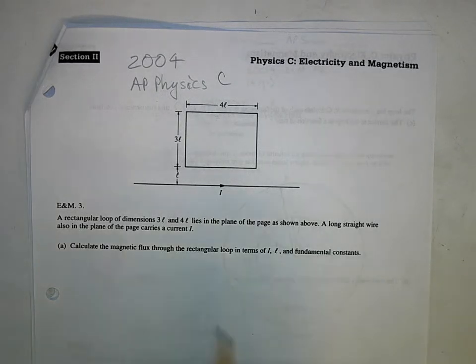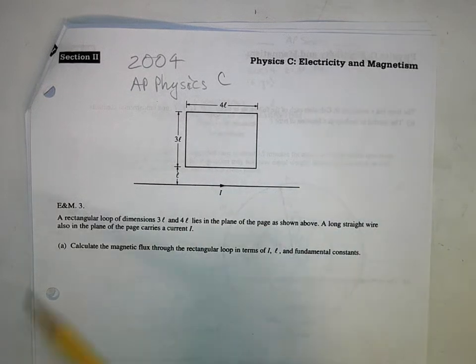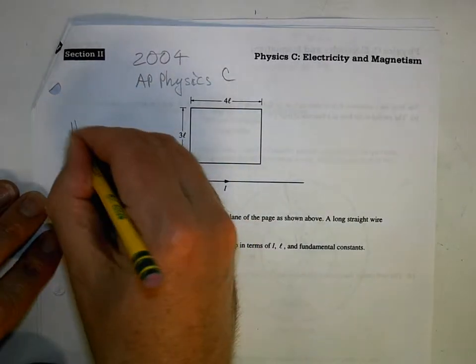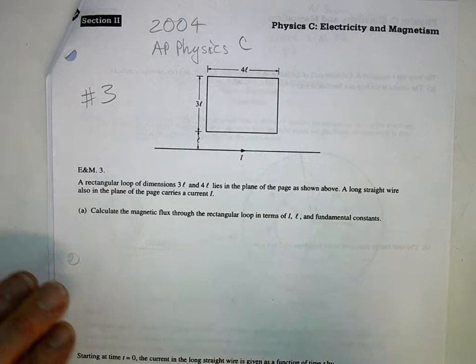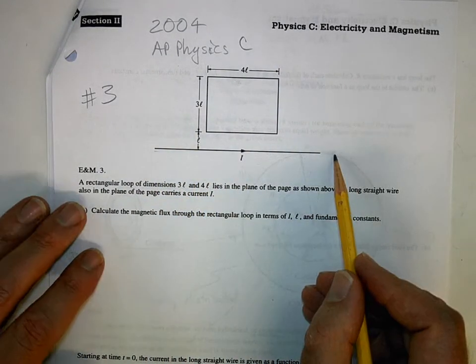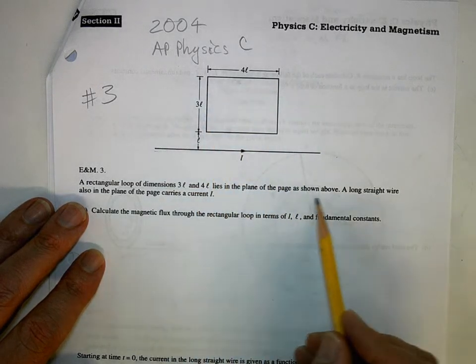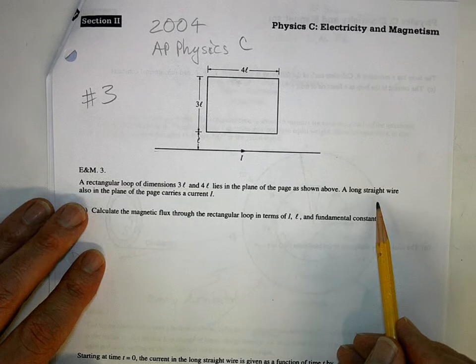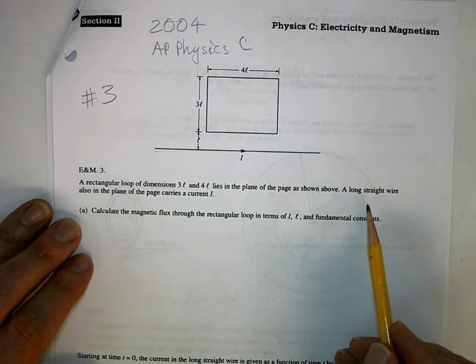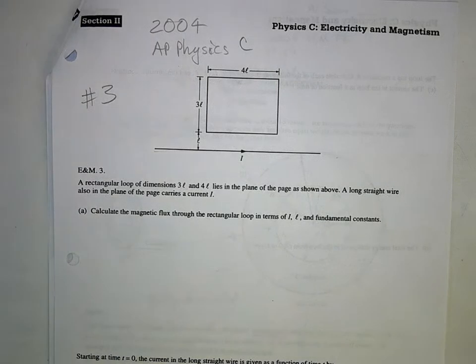Okay, here's my take on the 2004 AP Physics C exam for electromagnetism, FRQ number 3. So what do we got here? We got a long straight wire with a steady current. We've got a rectangular loop of dimensions 3L and 4L, lies in the plane of the page as shown above. A long straight wire also in the plane of the page carries a constant current I. Calculate the magnetic flux through the rectangular loop in terms of I, L, and fundamental constants.